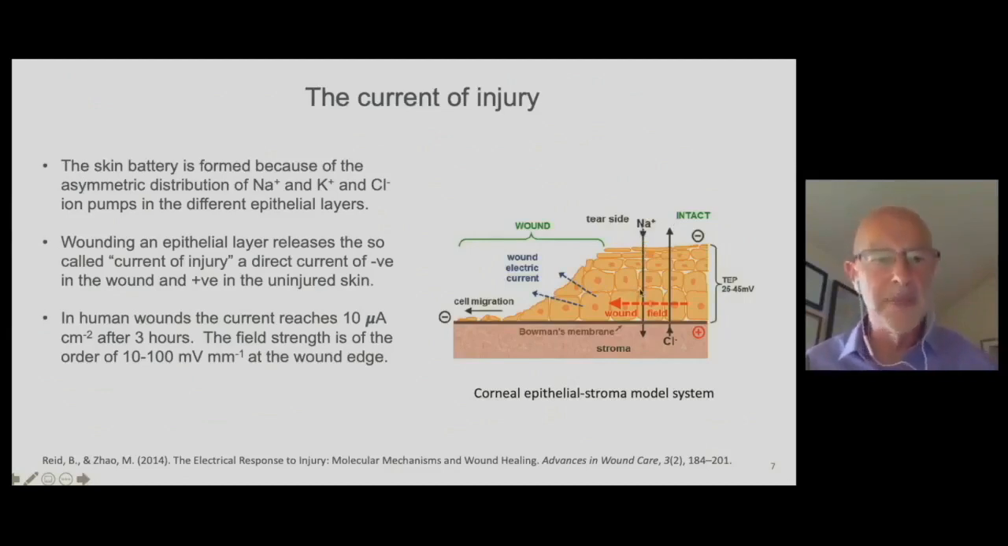But when there's a wound, then the current is released, and we call this the current of injury. It's a direct current, and in the wound it's negative, and in the intact skin it's positive. And in humans, that reaches about 10 microamps after 3 hours and continues for several days. So what impact does that electrical current have on the cells at the edge of the wound? How does that affect those cells that have to go about the job of filling in the damaged tissue?